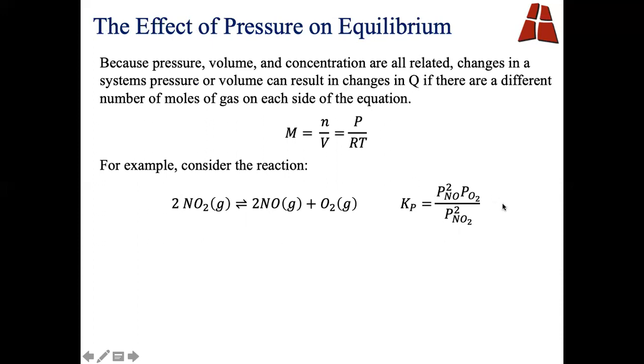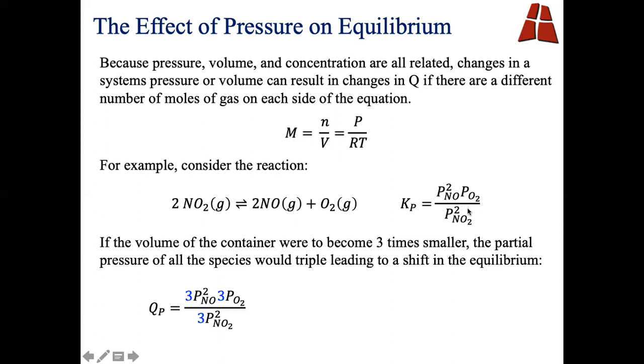And so if we were to write the K expression for this, it's products over reactants raised to their powers, it looks like that. And say, for example, the volume of our container, because all of these are gases, were to become 3 times smaller, then that would mean that the partial pressure of all of our species is going to triple. And so we could put a 3 in front of all of our partial pressures, because when we decrease our volume by 3, we're going to increase the pressure by 3 times as well, if you look at the relationship between pressure and volume there.